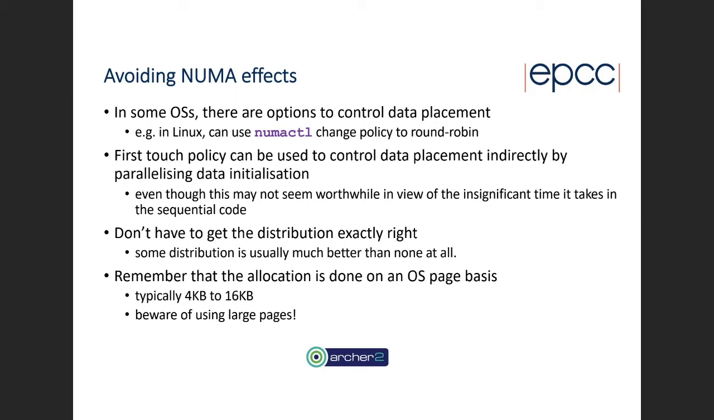The other thing to be aware of is what units the allocation is being done on. It's being done on an operating system page basis. So it depends on the OS, but that's typically multiple kilobytes of data. If you're tempted to use large pages for other reasons, then you have to be slightly careful about that. If you choose to use large pages, where pages are megabytes rather than kilobytes, then it may be harder to distribute data structures which are of the same order of size as the pages.